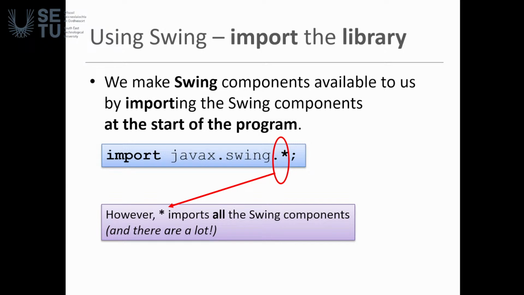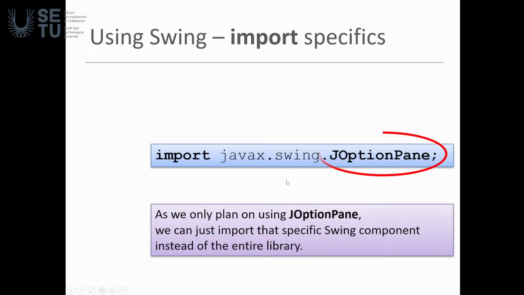Okay, so we're saying here import javax.swing dot, and the star means everything, and you will see in a second that when we only want to import the JOptionPane, that's all we're going to import. So for today, that's all we're going to do. Import javax.swing.JOptionPane, and that will allow us to have the input box, the dialog box, and the message box.